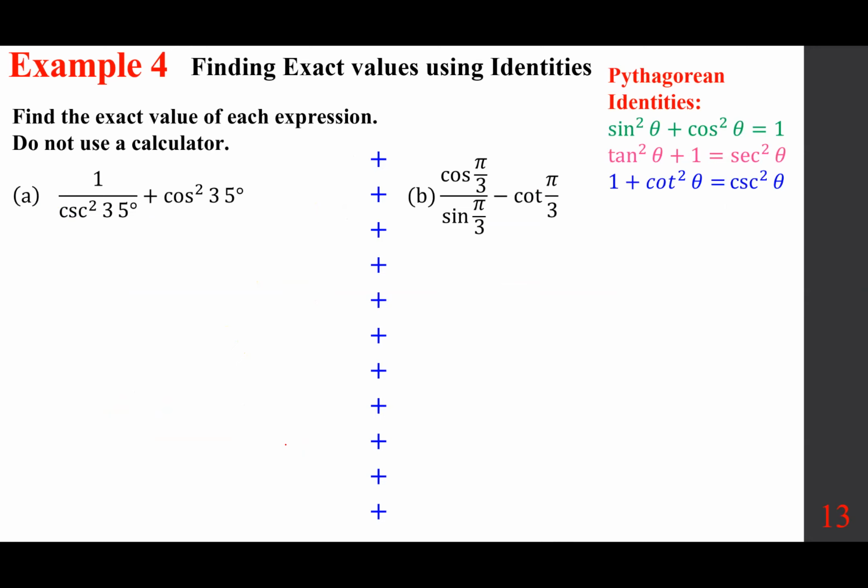We want to find exact values using identities, and you see that it's being squared, so perhaps we have to use the Pythagorean identities. That's why I wrote them for you here, so you have them handy. Of course we need to know others, like the reciprocals. For example, we know 1 over cosecant is sine, so this is sine squared. We know sine squared plus cosine squared equals 1. So I hope you see the importance of knowing your identities.